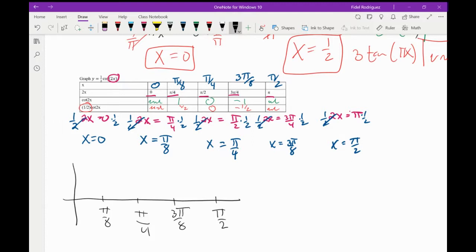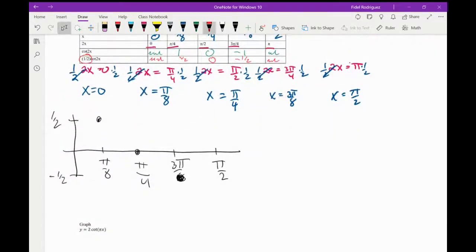At pi over 8, we're at 1/2. So let's do this. There's 1/2. Here's negative 1/2. So at pi over 8, we're at 1/2. At pi over 4, we're at 0. At 3 pi over 8, we're at negative 1/2. And at pi over 2, we're undefined, right?